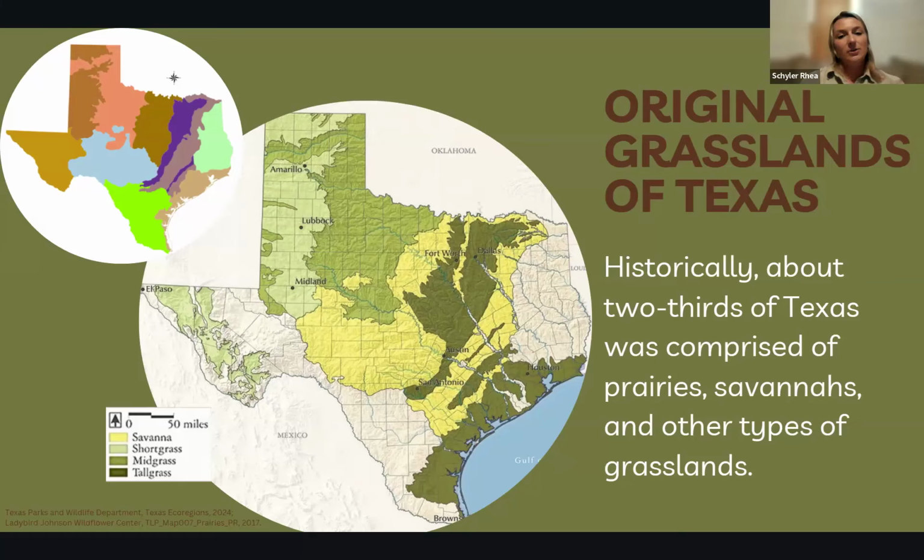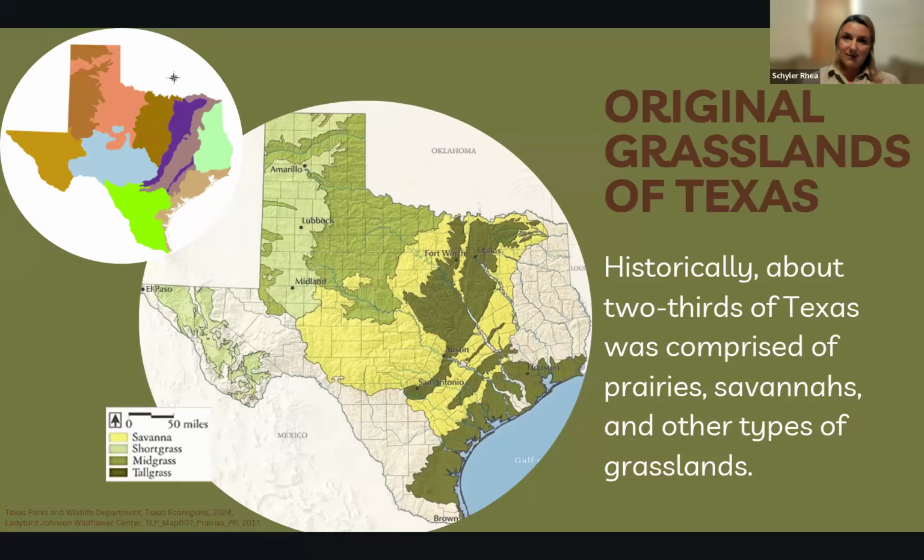And then when you get a little further west, you go into your savanna. But then you get into your blackland prairie, which is a lot of tall grass species as well. And then when you move up more to your northern portion of the state, you get into your midgrass and your short grass. And then when you go far west Texas, you get more into your short grass prairie. So very unique habitat.